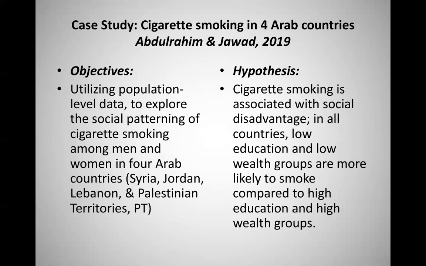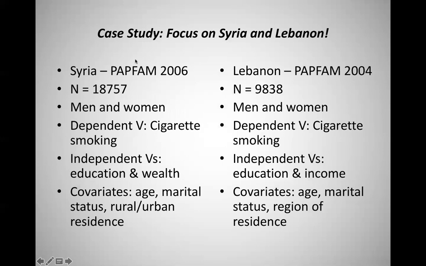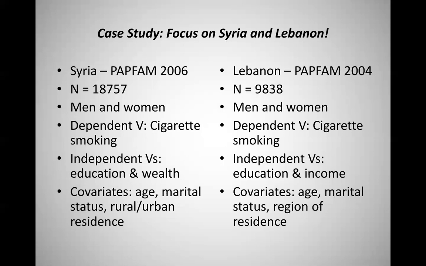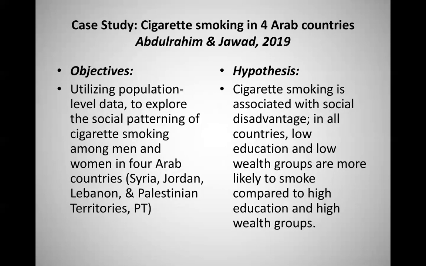So we did a study, we looked at data, and I'm sorry, the data is a bit pathetic. It's from 2006 in Syria and 2004 in Lebanon, because we don't have more recent data. That's why I'm saying it's pathetic. But it's the data sets that had smoking, it has measures of socioeconomic status for men and women. That's the most recent data that we could access.